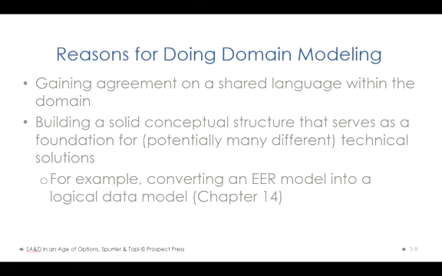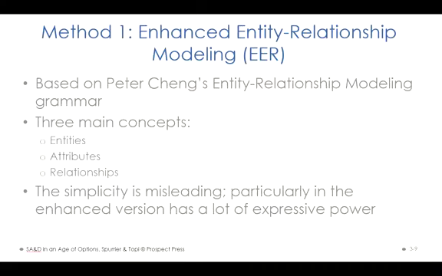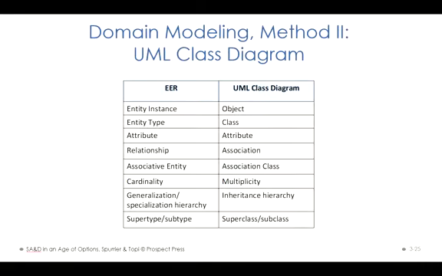So in order to avoid that, you have to very carefully select the classes or the entities that you use in your domain model. As we discussed earlier, there are two methods in building the domain model. One is the entity relationship diagram. The second method is the UML class diagram.